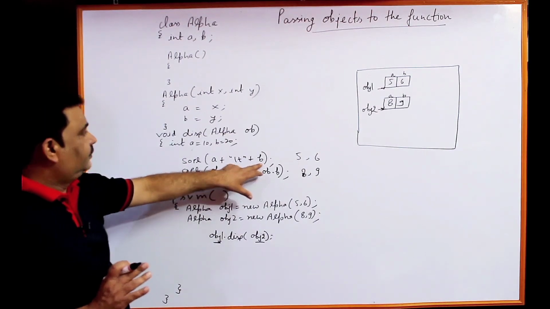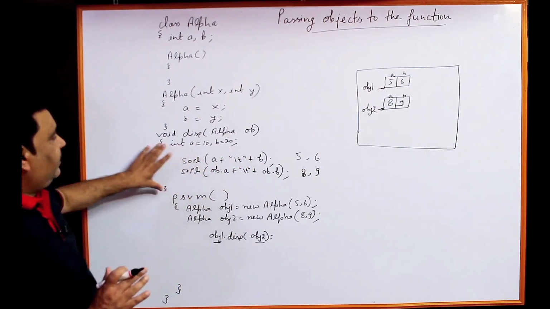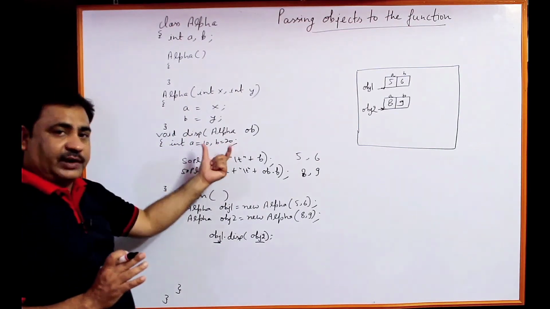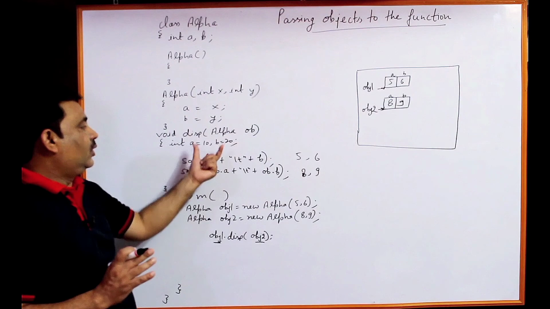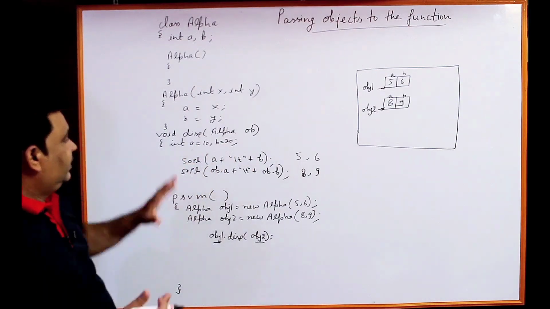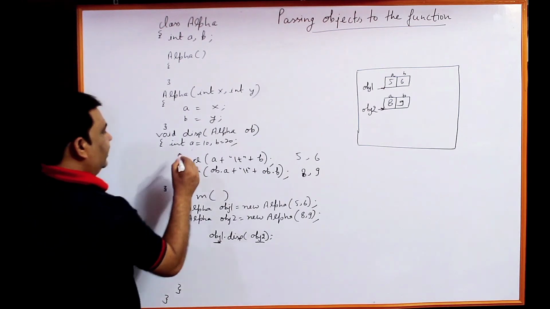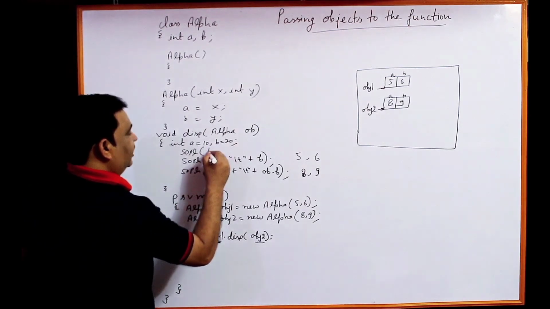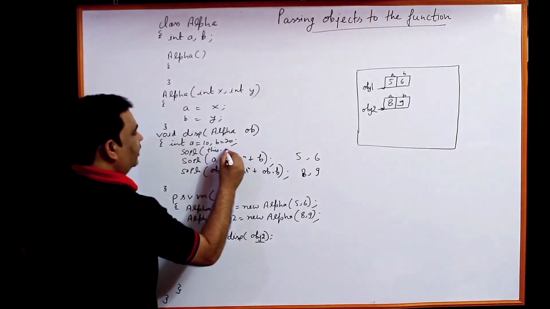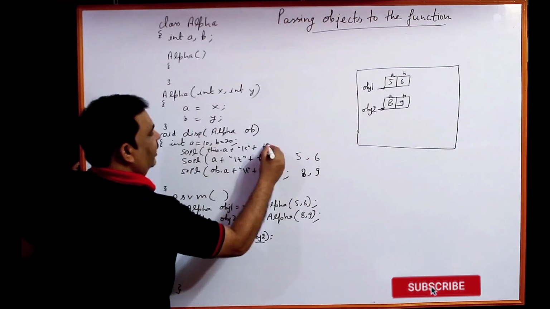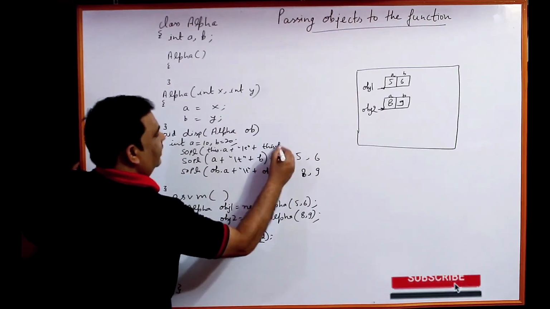So data members will be overridden by the local variables. Priority will be given to the local variables. But then how can we access the data members? In this case, you can access println this dot a plus backslash t for gap and this dot b.